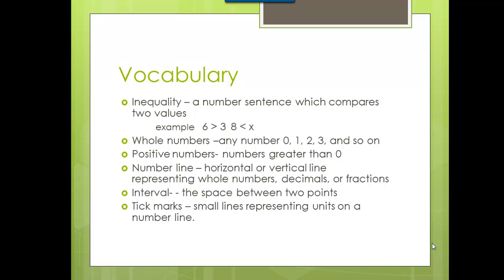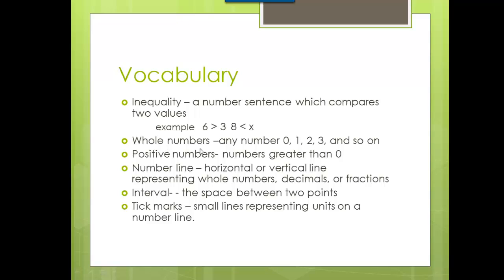During this lesson and in your writing assignment after this lesson, you will be using and hearing the vocabulary words listed. The first one is inequality. That is a numbered sentence which compares two values. Here's an example: 6 is greater than 3. 8 is less than X.